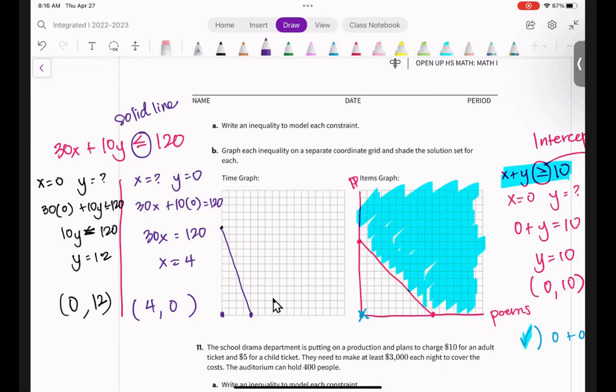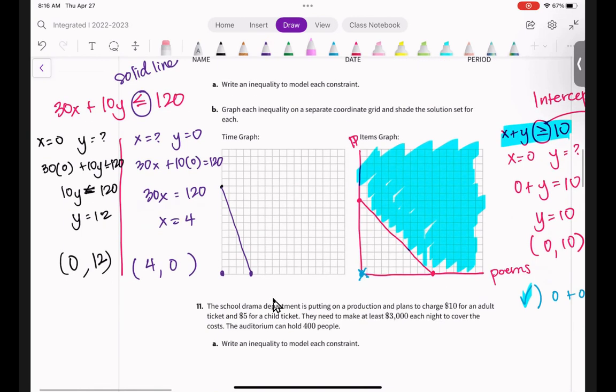So here's me checking. 0 plus 0 is less than or equal to 120. Is that true? Is 0 plus 0 less than or equal to 120? Yes. So what does that mean? This means yes. That means all other points in that area will work. Good.